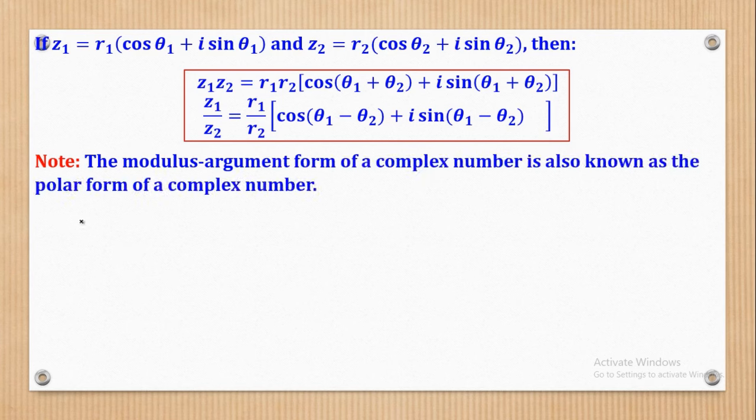So the modulus argument form of a complex number is also sometimes referred to as the polar form of a complex number. So when you hear this word polar form, don't see it as a strange word. It is the same as modulus argument form.